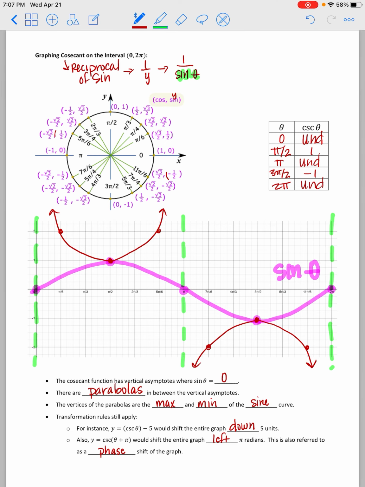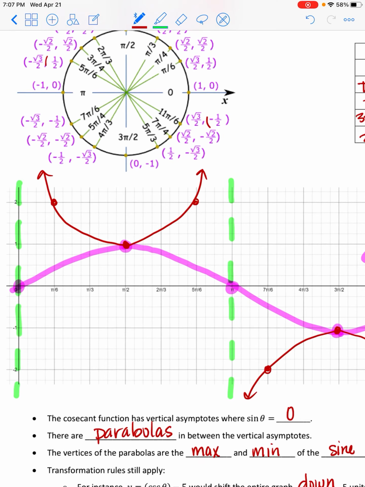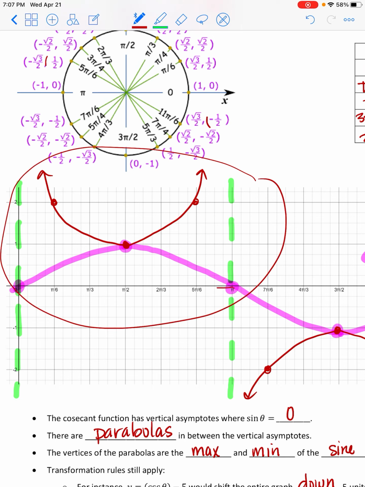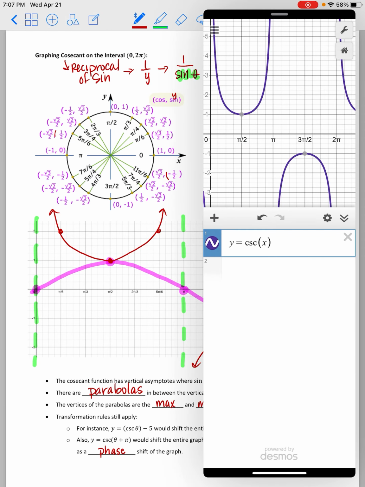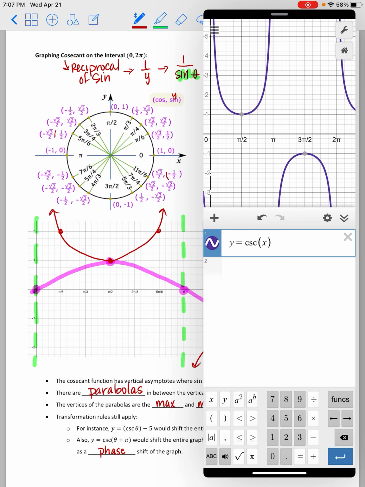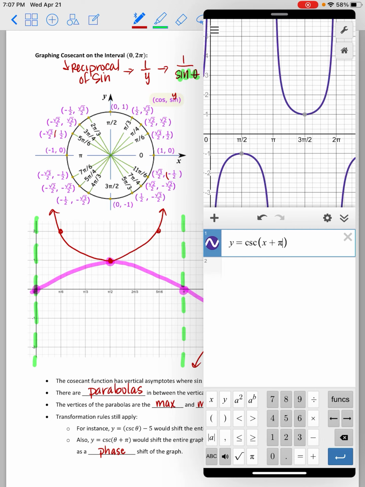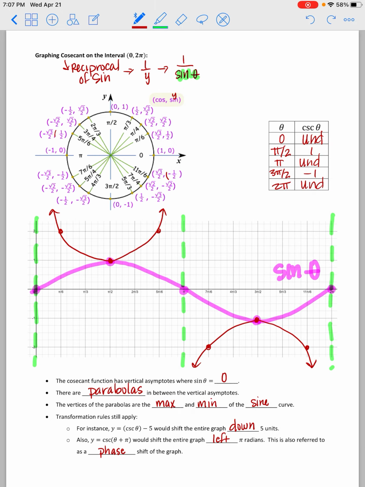Now if I took this one and I shifted pi units, so think about this entire picture, if I moved it pi units, that's exactly that much, we really shouldn't see a difference in this graph. So let's look at this. If I just add pi in here, what's happened? Oh yeah, we do see a difference. Okay, if I take this one and I move it over pi, this parabola is going to land here, right?